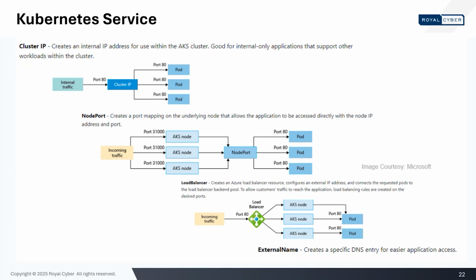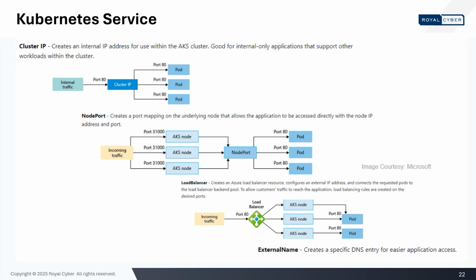A NodePort service exposes your application outside of the Kubernetes cluster by opening a specific port on every node in the cluster. And the third one is a LoadBalancer. A LoadBalancer service is a Kubernetes service that exposes your application to the internet by provisioning an external IP address and load balancing incoming traffic across your pods.